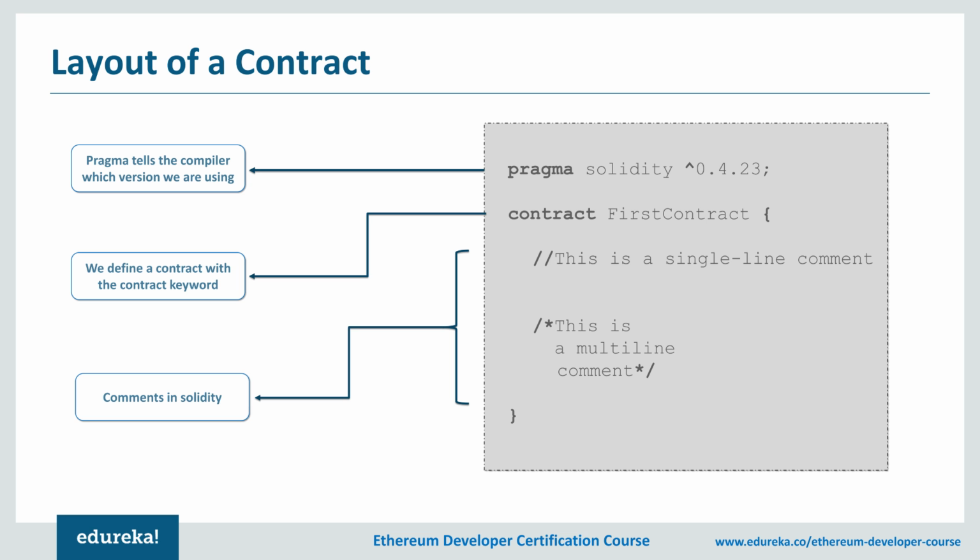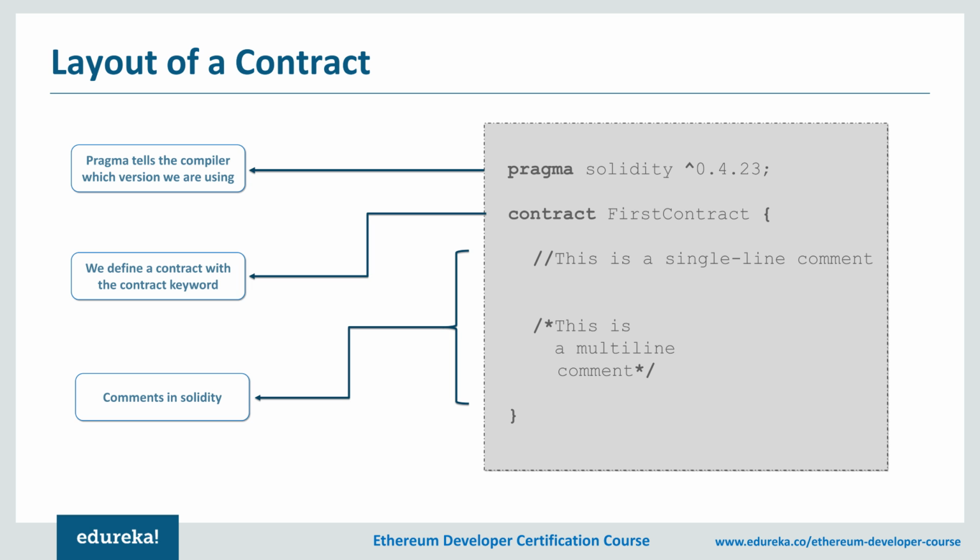We begin by specifying the compiler version, which is set by the pragma keyword. Then we start defining our contract, and this is simply done by giving the contract a name with the contract keyword. Next, I've shown you guys how you can write comments and multi-line comments. A well-commented piece of code is always appreciated because it is very well understood by others and it becomes really easy to work in an organization.